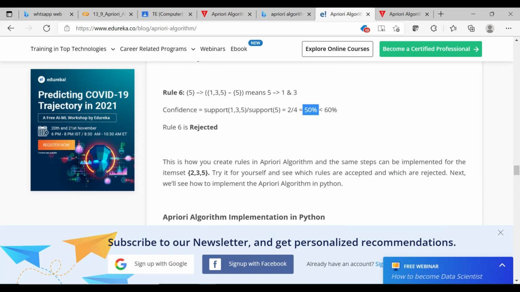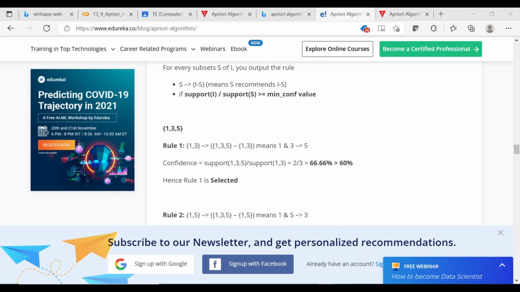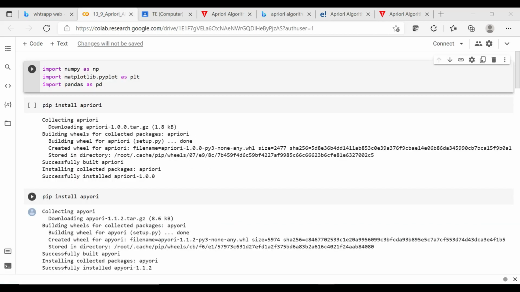We can find rules for 2 3 5 similarly, as we did for 1 3 5. This is an implementation of the Apriori algorithm using Python.